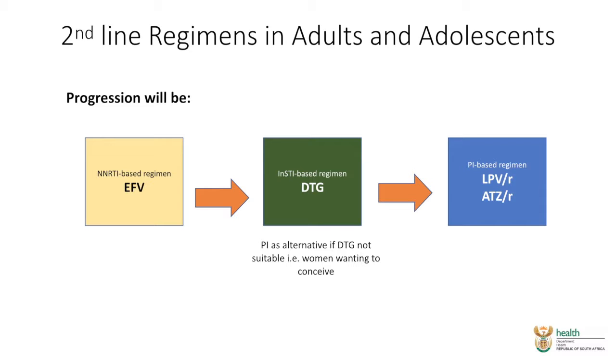Then our second line regimens for adults and adolescents, the progression will be an NNRTI-based regimen. That's because we have the patients who are on that already now. If they fail, they'll go on to a dolutegravir-based regimen. If they want to conceive and don't want to take contraception, don't want to risk dolutegravir, then they'll take a PI. And then if they fail this again, they can then go onto a PI-based regimen.